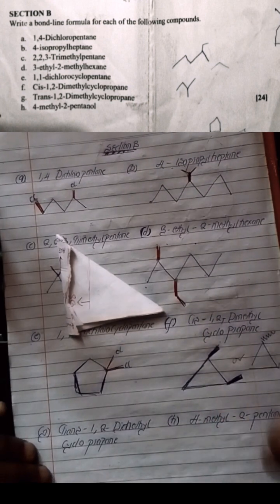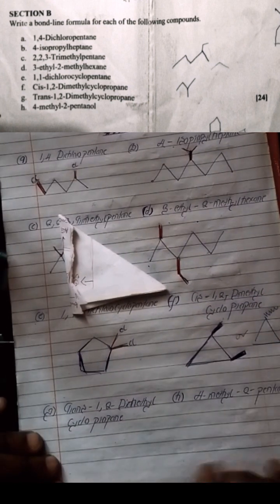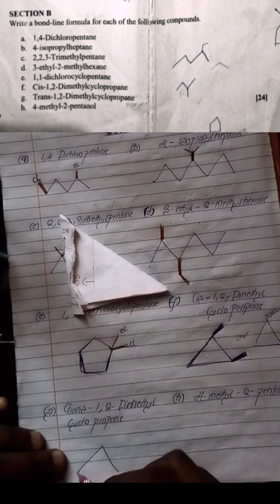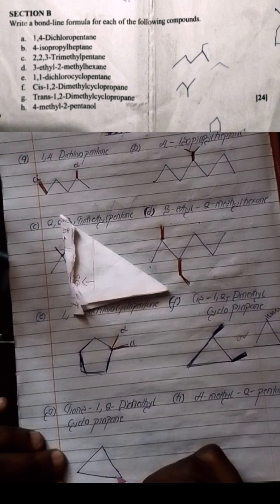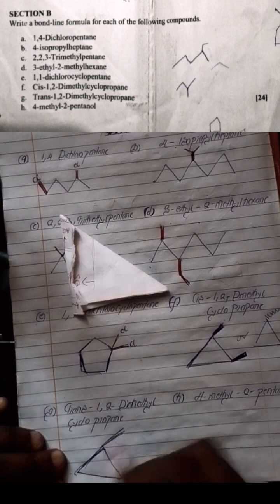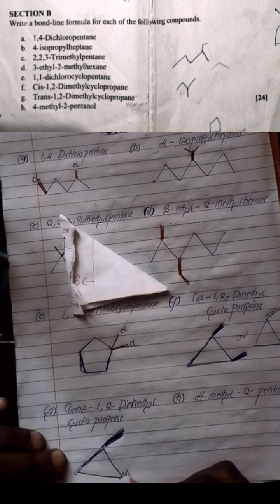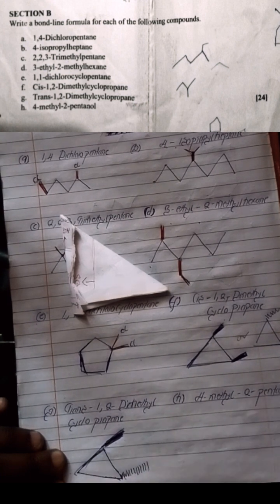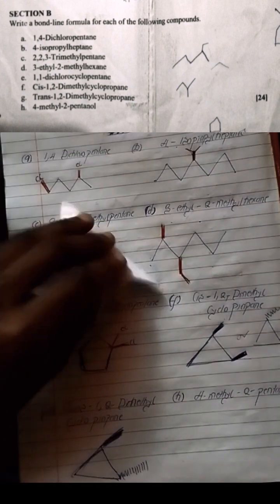The next one is actually quite similar. This time they are saying trans, same idea. So I'll draw my ring like that. And then after I draw my ring, I'll wedge one, and then I'll dash the other. Wedge one, dash the other. And then it will look something like this.